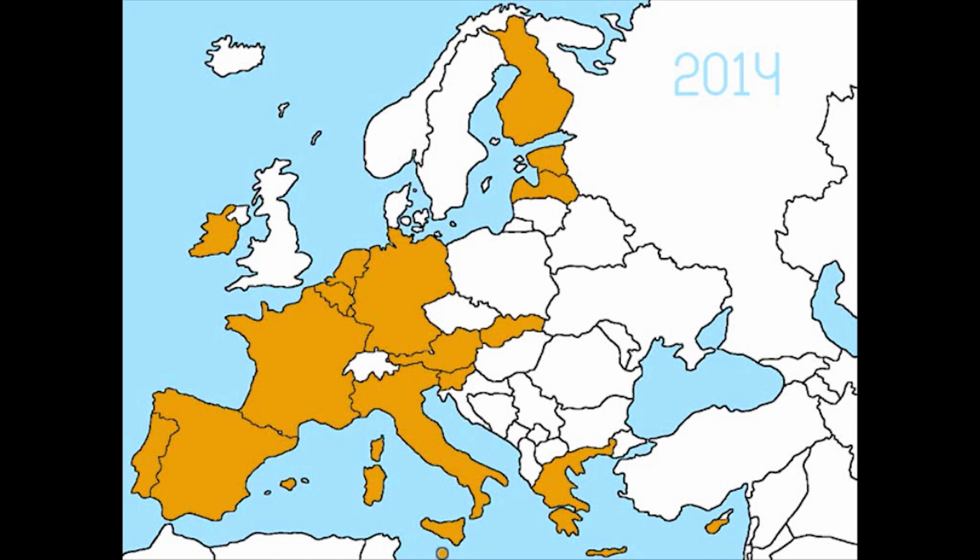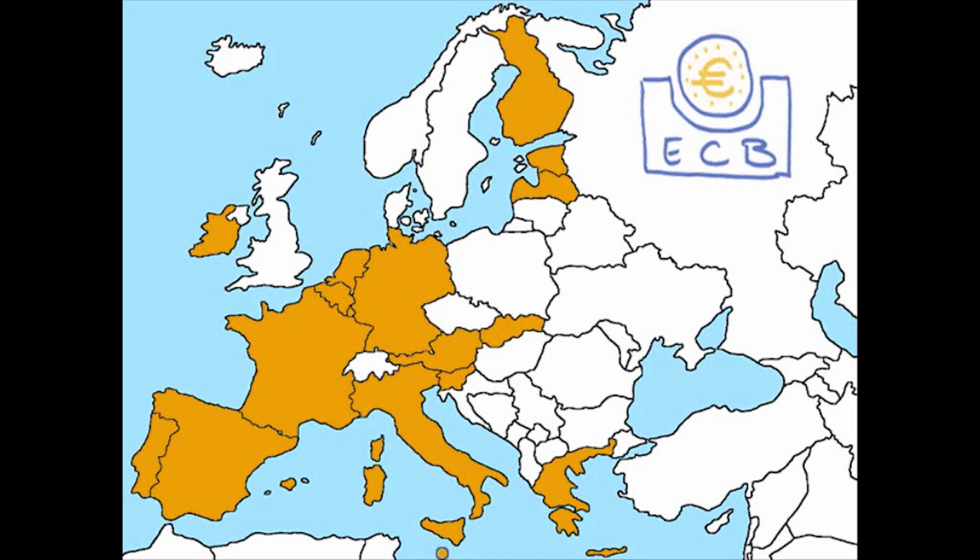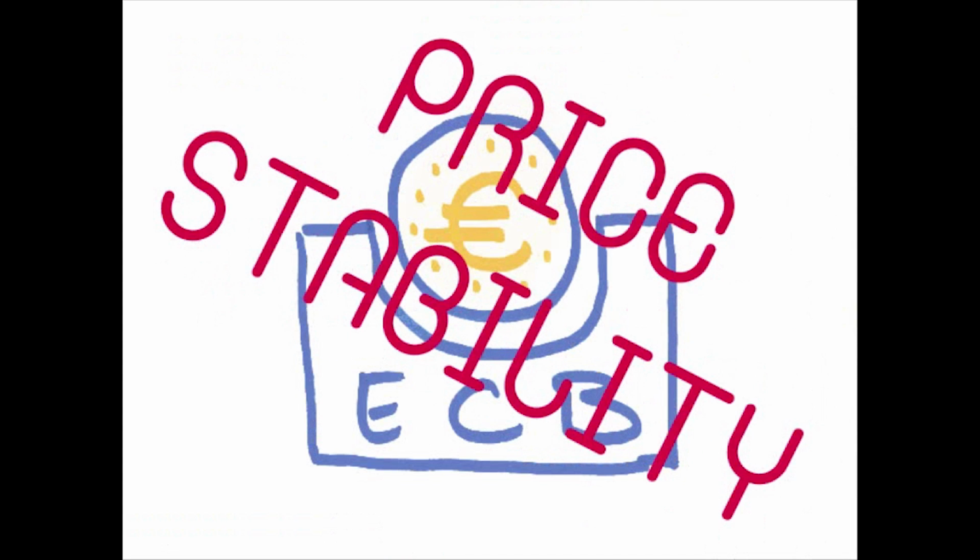The euro and the monetary policy of the Eurozone are a competency of the European Central Bank. The major objective of the ECB is to maintain price stability. It must avoid inflation and deflation.